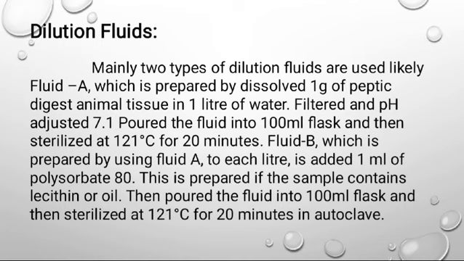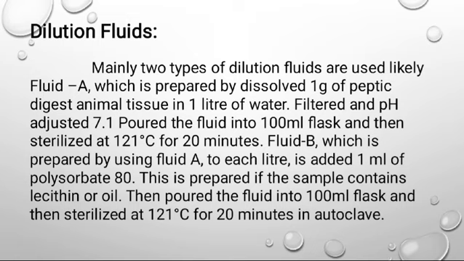Dilution fluids. Mainly two types of dilution fluids are used. Fluid A, which is prepared by dissolving 1 gram of peptic digest of animal tissue in 1 liter of water, filtered and pH adjusted to 7.1. Pour the fluid into 100 ml flasks and then sterilize at 121 degrees Celsius for 20 minutes.